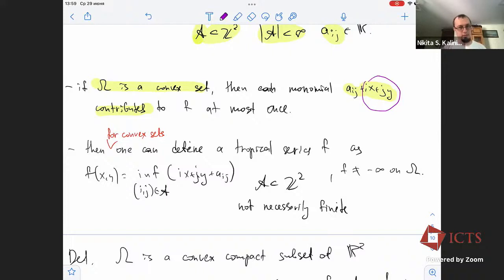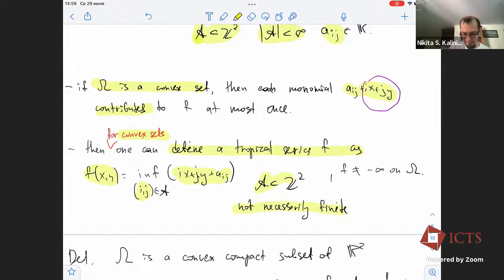But then one can prove that for convex sets, one can define tropical series in another way. So we define tropical series for convex sets as follows: f(x,y) is the infimum of ix plus jy plus a_ij, where ij is from some set A, but this A is not necessarily finite.